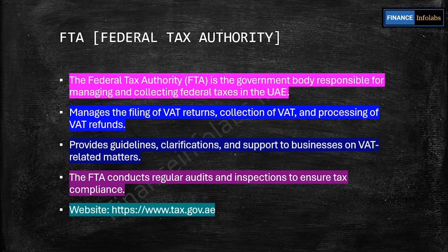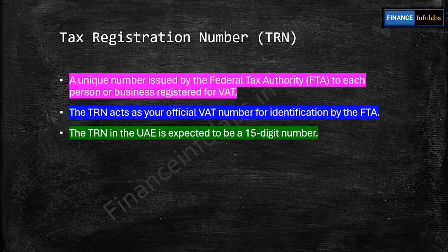FTA website is www.tax.gov.ae. In the next slide, we can discuss tax registration number in UAE. The tax registration number, TRN, is a unique number issued by the Federal Tax Authority to each person or business registered for VAT. This number acts as your official VAT identification for the FTA. The TRN in the UAE is a 15-digit number that ensures proper VAT tracking and compliance.